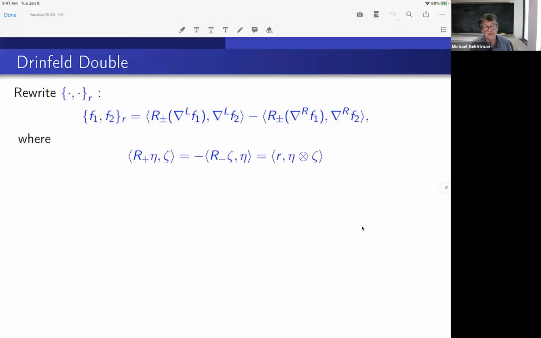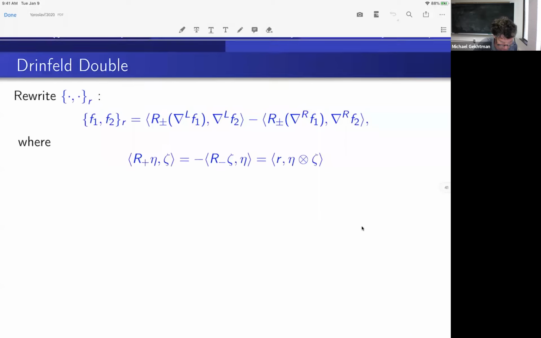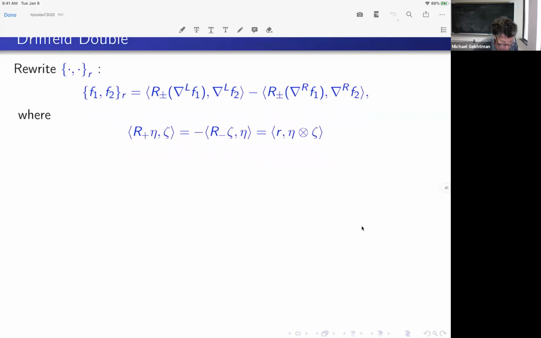What are the ingredients? The angle brackets are just the Killing form, and nabla L, nabla R are the right and left gradients of a function on a group. We take this R, an operator in the Lie algebra, and apply it to these right and left gradients. We consider the pairing, and we get this complicated formula, which written in matrix entries is going to be even more complicated looking. But this is how the Poisson bracket is defined.